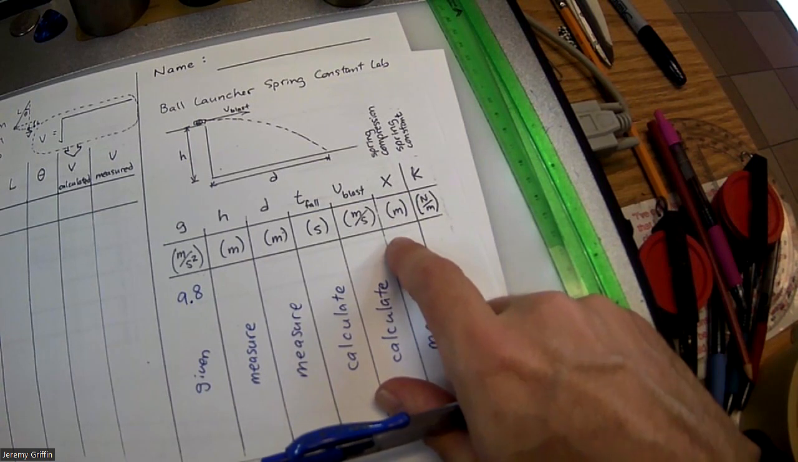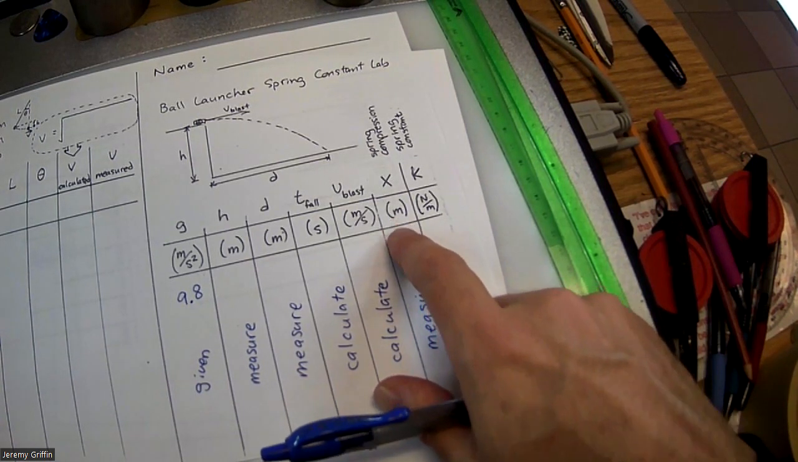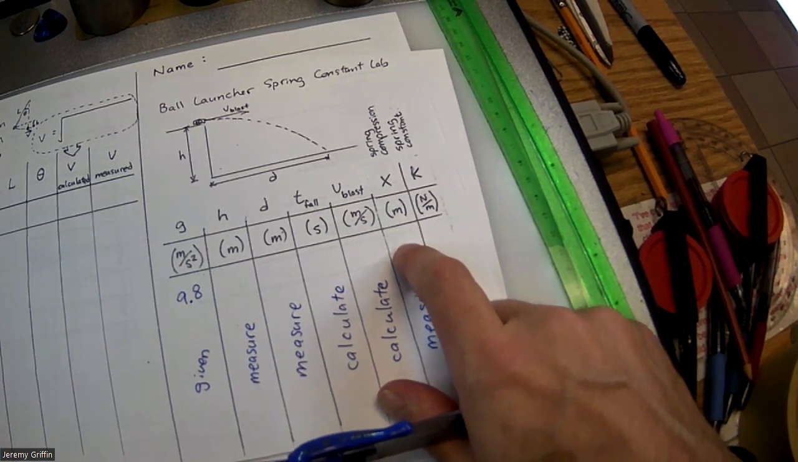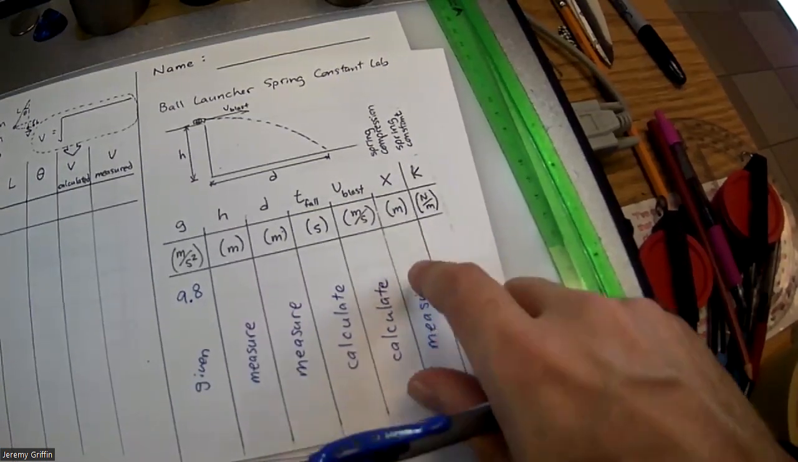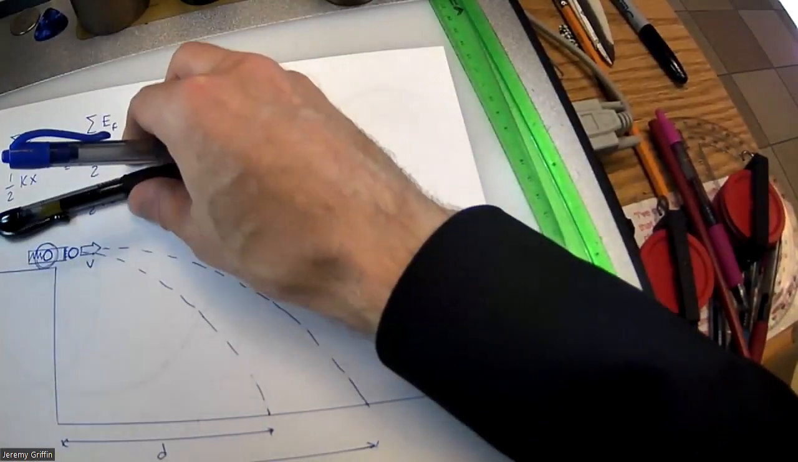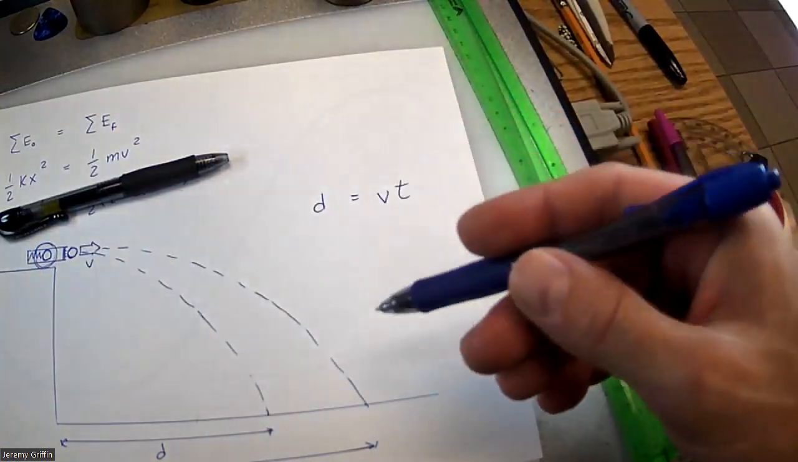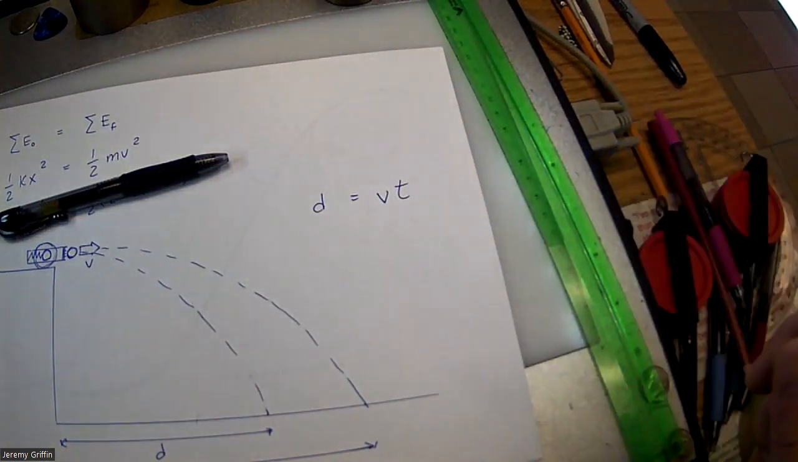What number would go here? 0.07 meters. Because when you do your calculations, make sure everything's in base SI units. And then right now, you have everything in this equation except for K, but that's the question of the lab: what is the spring constant? How stiff is the spring? You guys got that?